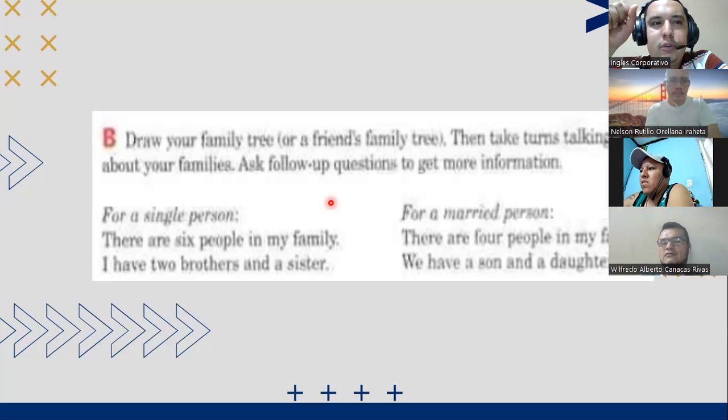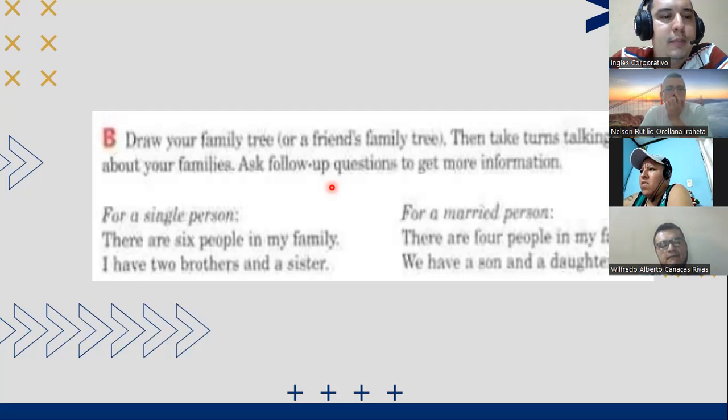In this case, you can use children. Because child is only singular. You can say kid or child, you can say it that way. You have two kids or two children. Are the two of them boys or girls? One boy and one girl. One boy, one girl. Okay. Thank you for helping me, Wilfredo.